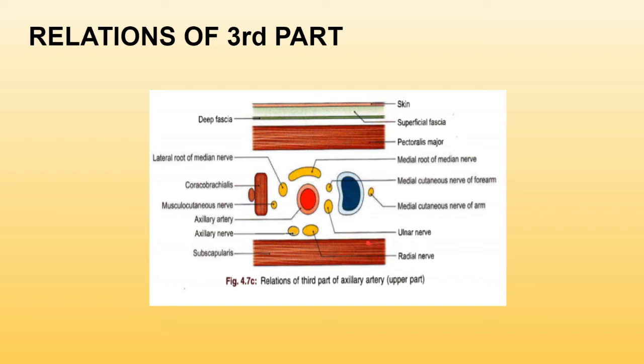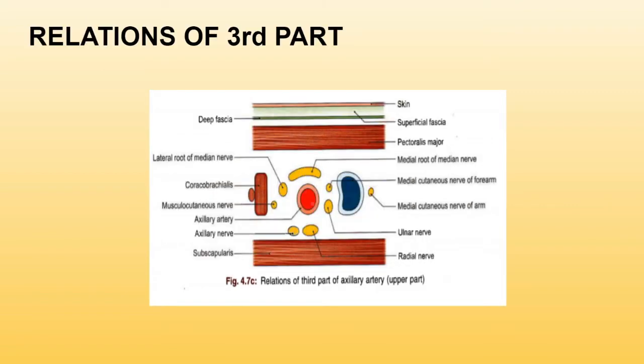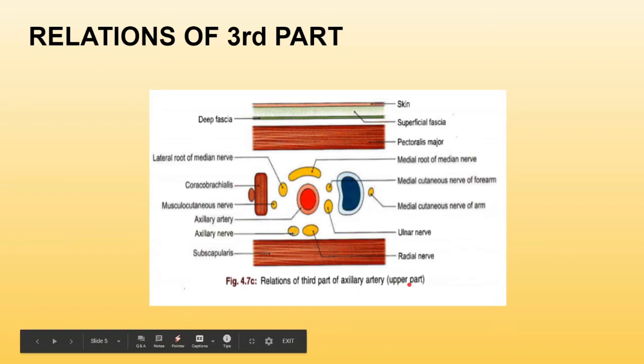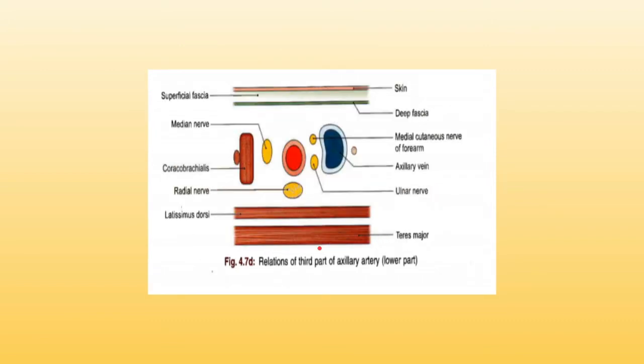Now in the posterior part, remember, we are having one thing common and two things different in these two. One thing common is that they both are having the radial nerve. Now two things the upper part is having but the lower part is not. That is the axillary nerve and the subscapularis muscle. The upper part is having the axillary nerve and the subscapularis muscle, while the lower part is having latissimus dorsi and the teres major.